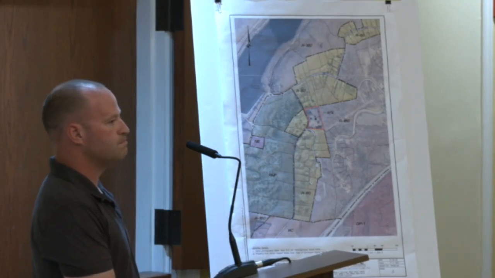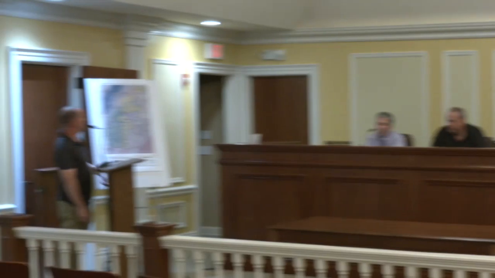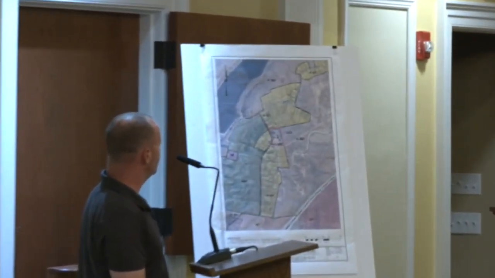Answer your question, Will? Yeah, I'm a little bit unclear. So the yellow is R60, right? Yes. And the red box is his property. The property in question. You've got R60 above him, below him, and to the west.